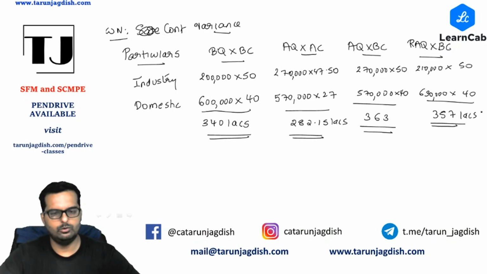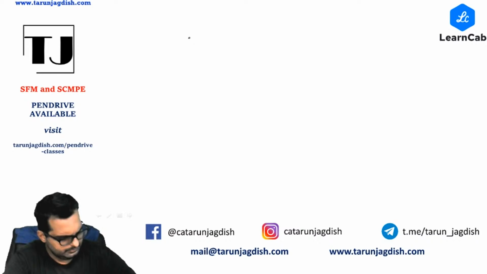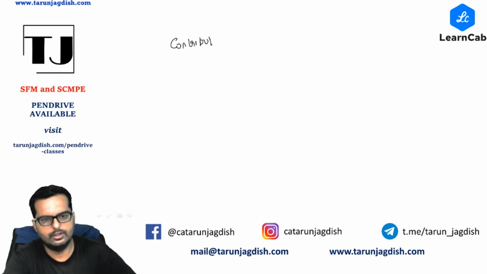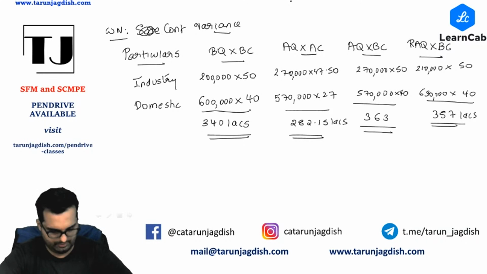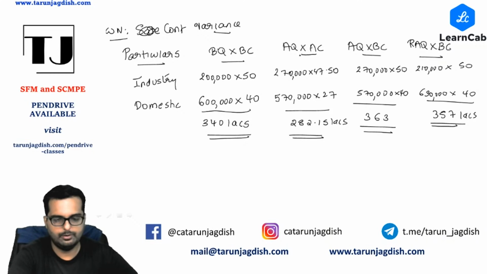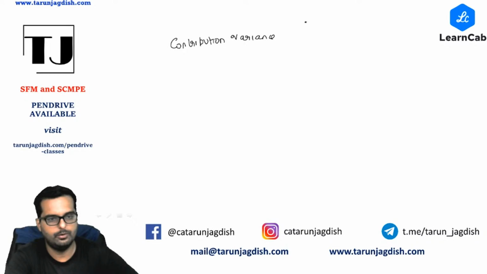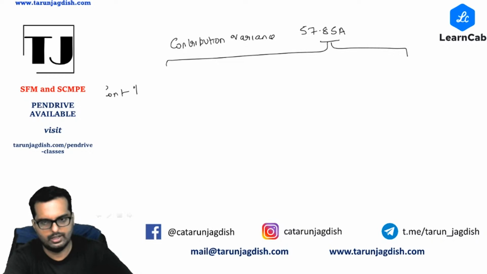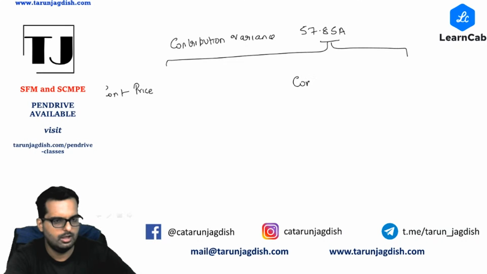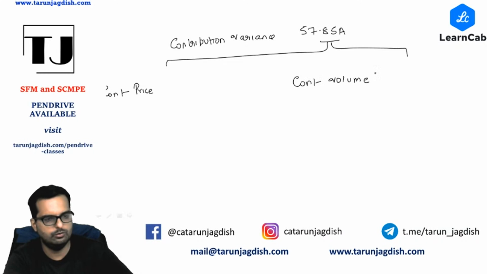Alright friends, I believe you have written down till here. Now I'll find out the variances one by one. The first one is called contribution variance. The contribution variance would be how much? 340 minus 282.15, that is 57.85 adverse. The sales has come down. Inside this we are having two variances. One is called contribution price variance and the other is contribution volume variance.